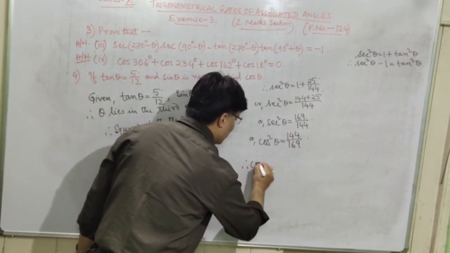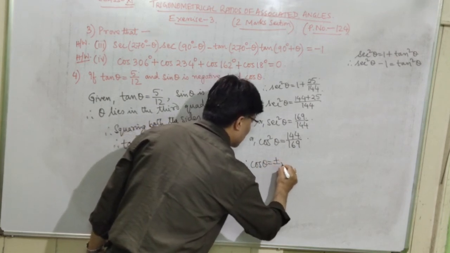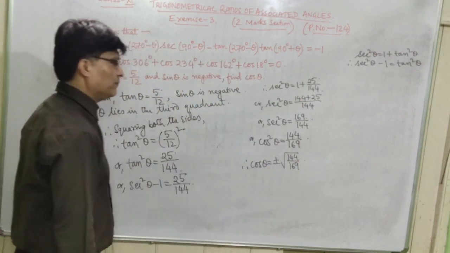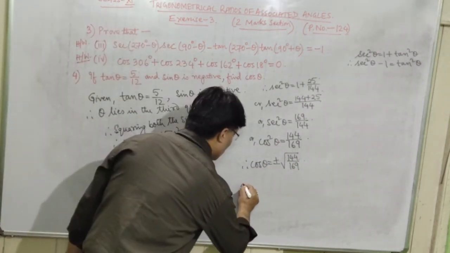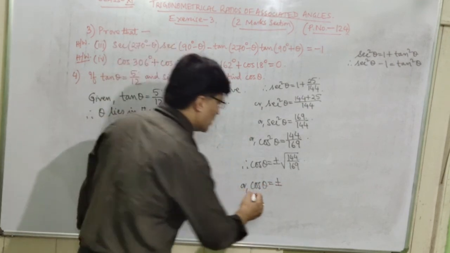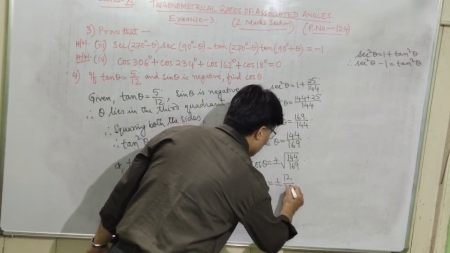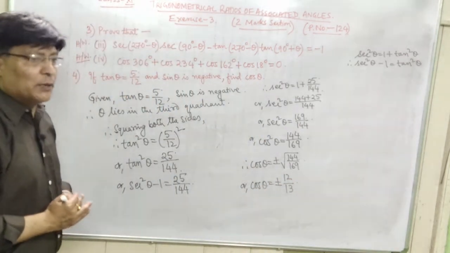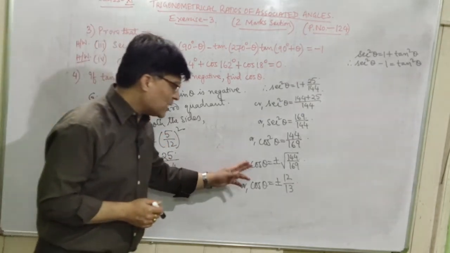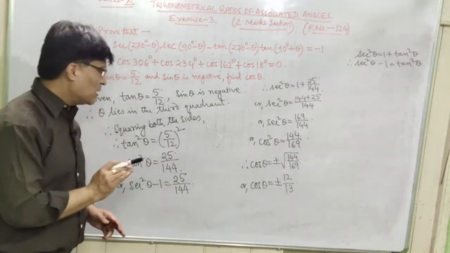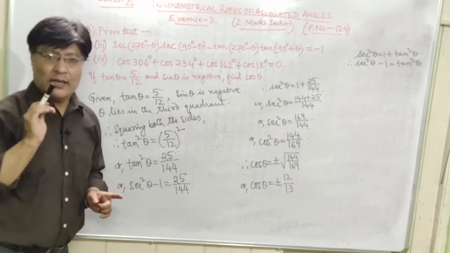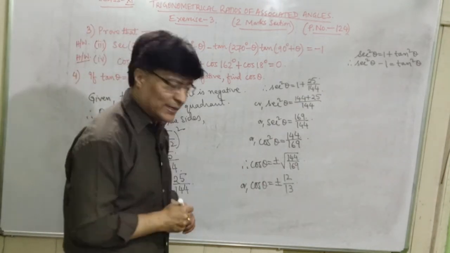So what may be the value for cos theta? Cos theta is equal to plus minus root over 144 divided by 169. Understood? Or cos theta is equal to plus minus, what is the square root of 144? 12. What is the square root of 169? That is 13. But both these signs are not valid here, because we know that this theta lies in the third quadrant, and in the third quadrant cos theta is always negative.